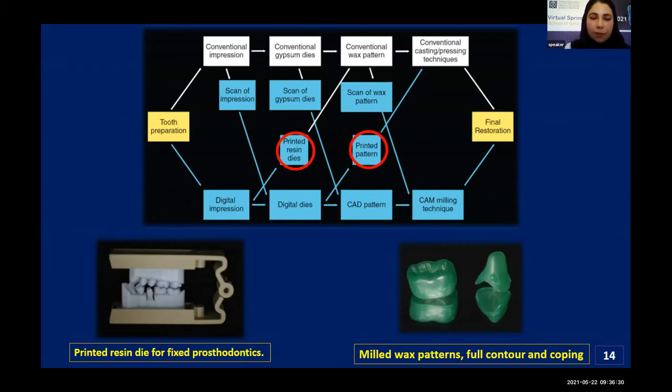In this slide, on the right side, you can see a milled wax pattern, a full contour one, and a milled wax pattern which is a coping. On the left side here, you can see a printed resin die for fixed prosthodontics. So we can use different products of digital workflow to simplify conventional workflow.